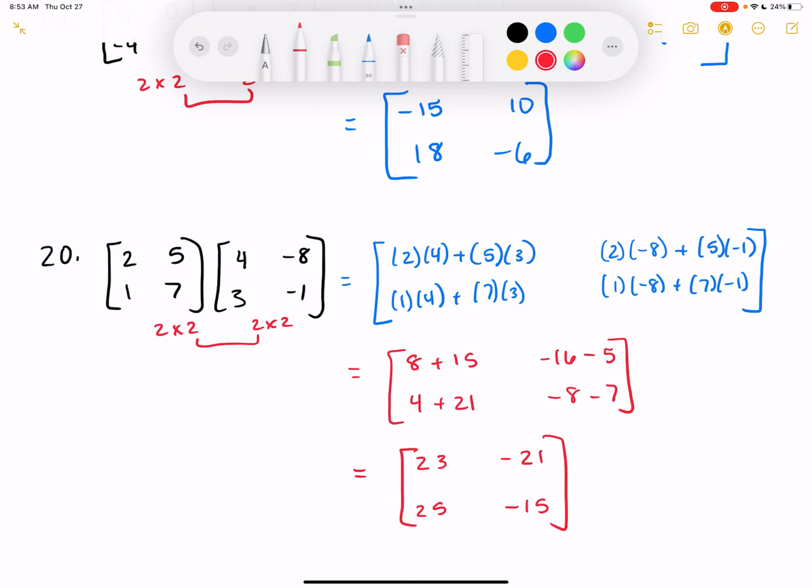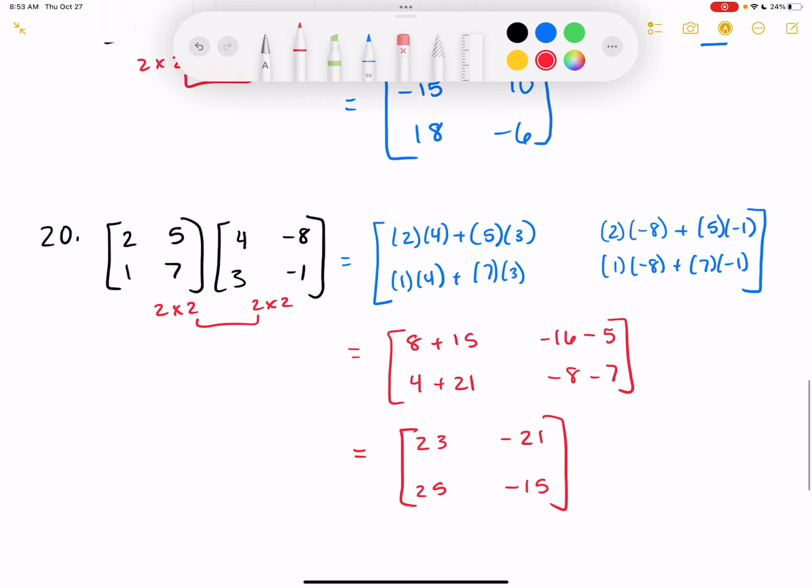All right. Can we get an answer? What do we get going across? 23, -21, 25, -15. Everybody agree? Yes. I didn't get that far. I messed up halfway through. So I wrote the intermediate step so that y'all could see what I was talking about.